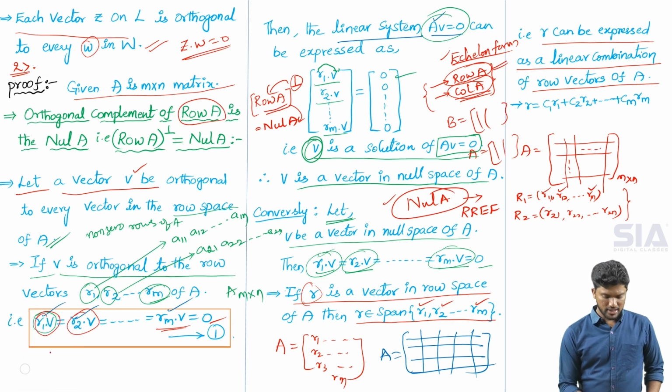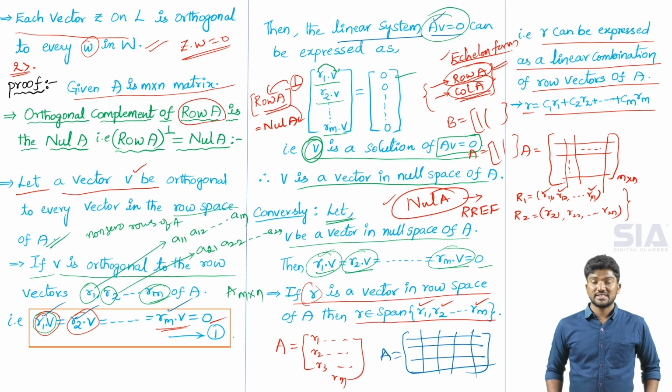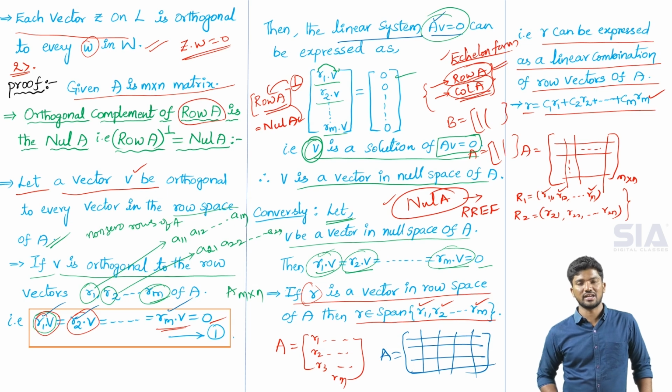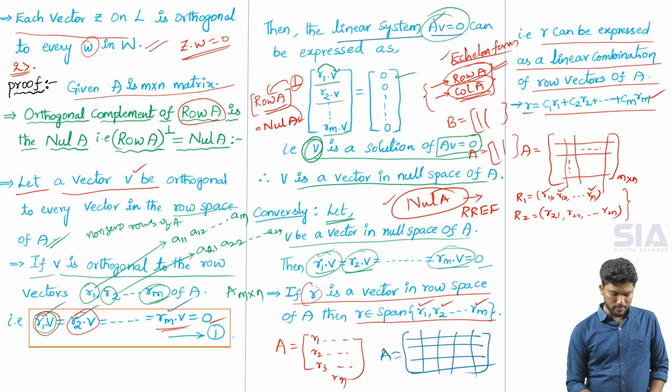So therefore clearly we can write small r is equal to C1 R1 plus C2 R2 plus up to so on C suffix m R suffix m. Okay, linear combination where C1, C2 are the scalars, R1, R2 up to so on R suffix m are the rows of matrix capital A.